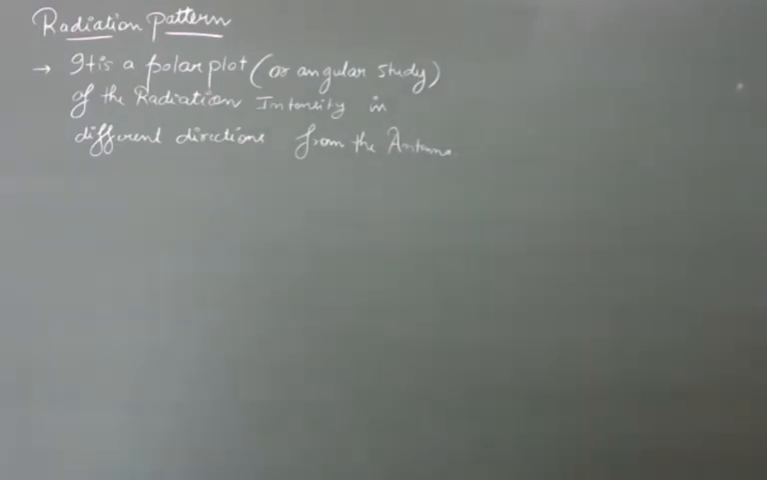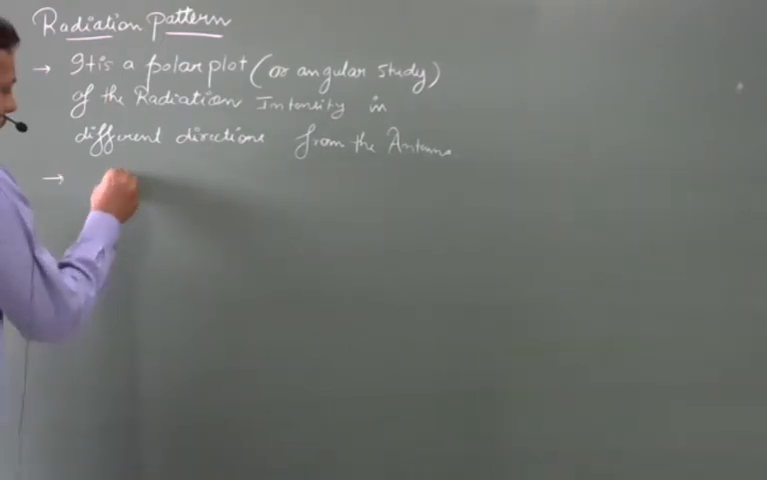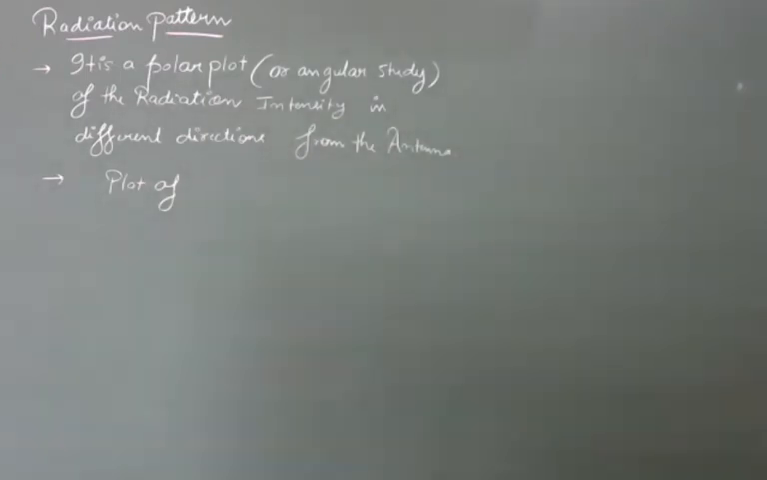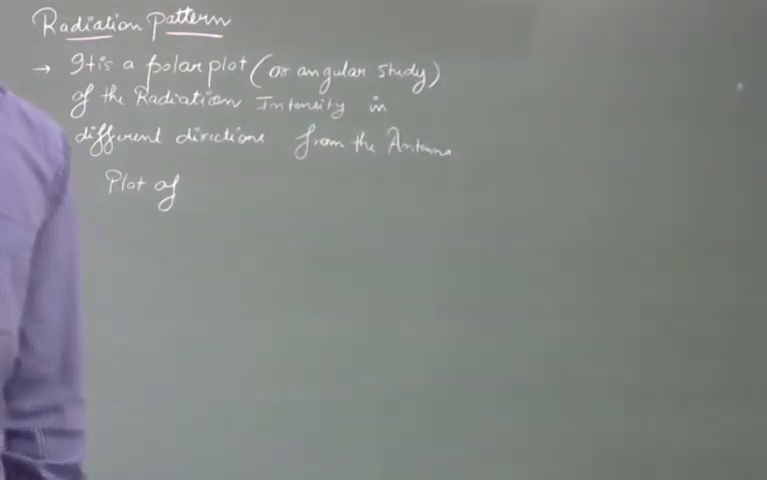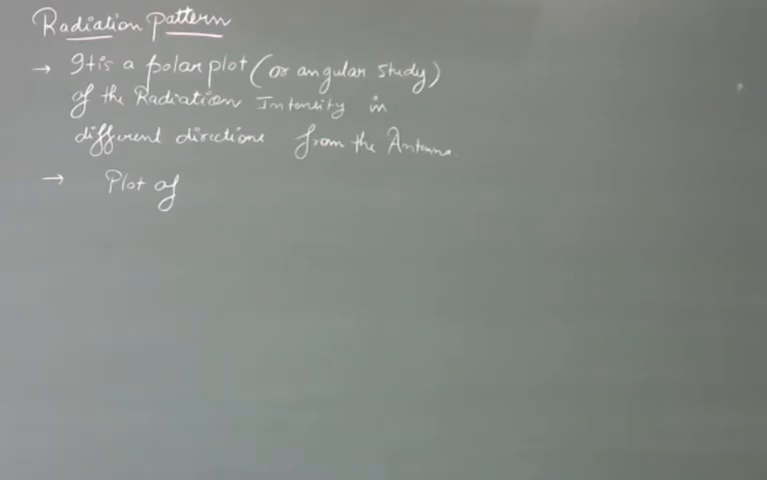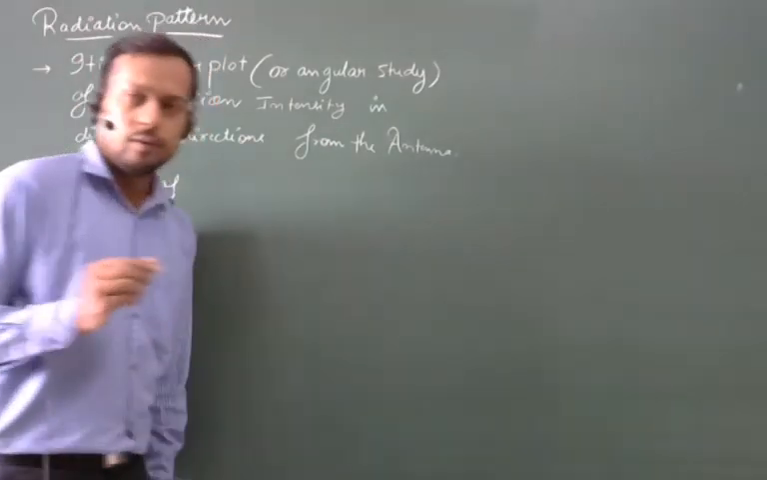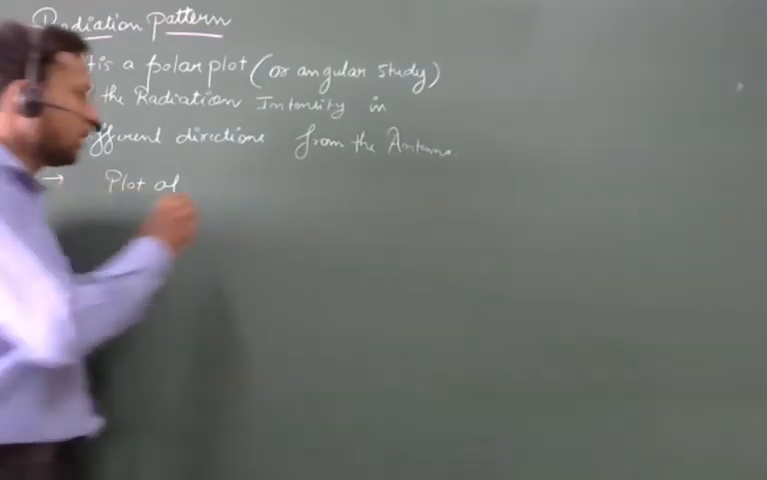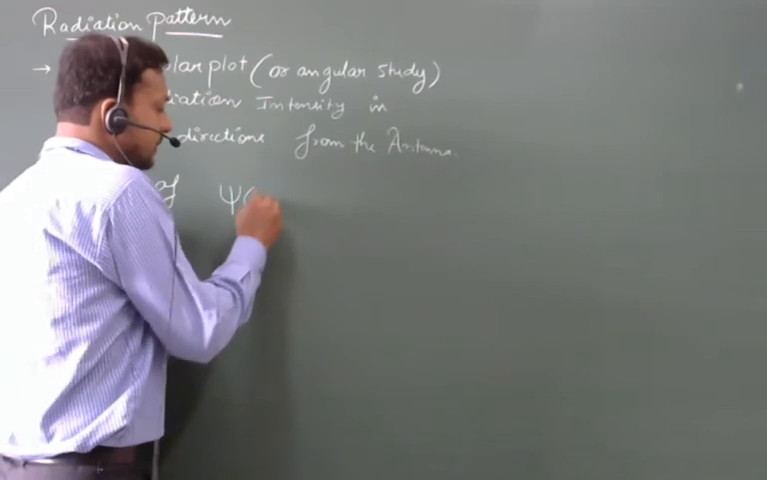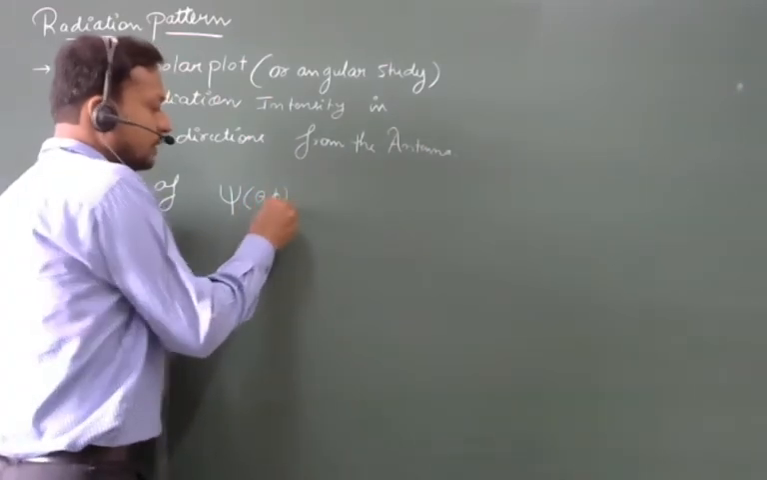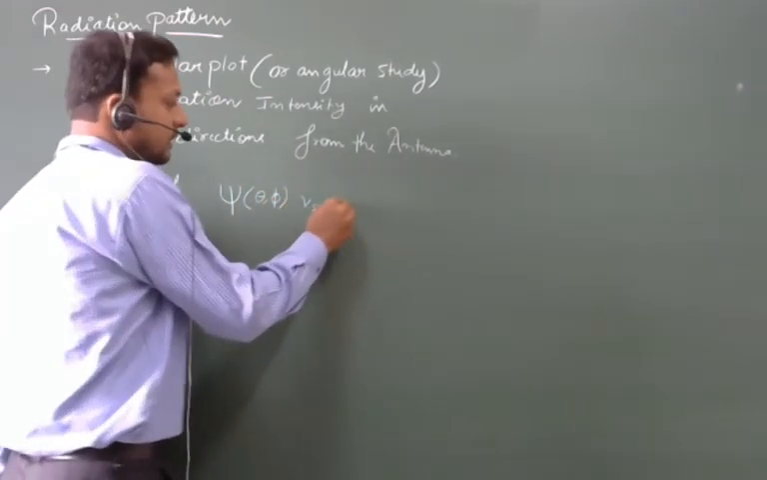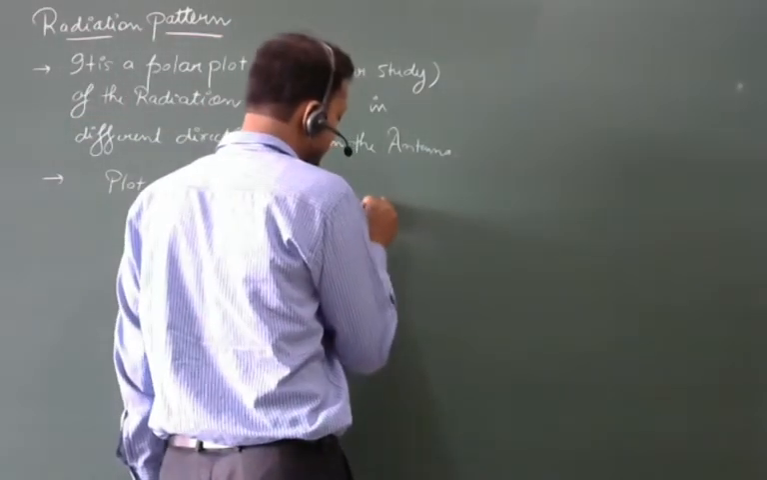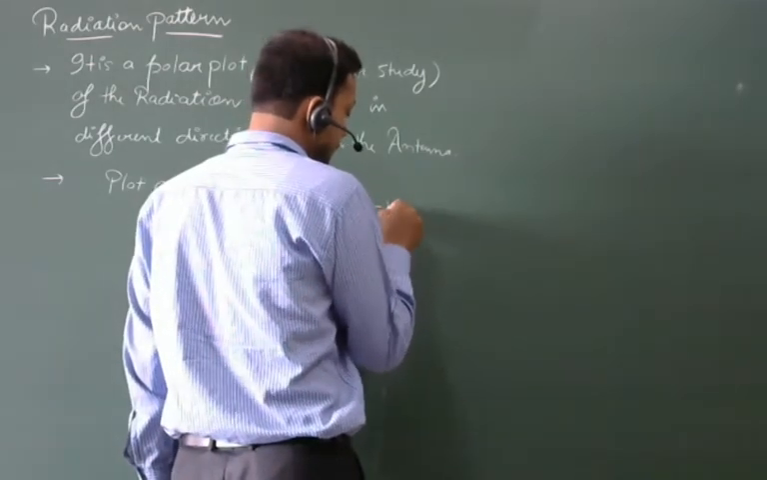So here we use the plot of, say, the power or electric field. So we can say we have two directions. One direction is the theta direction and another is the phi direction. So if we plot theta comma phi versus theta, then this pattern denotes the vertical pattern of the radiation, the vertical radiation pattern.